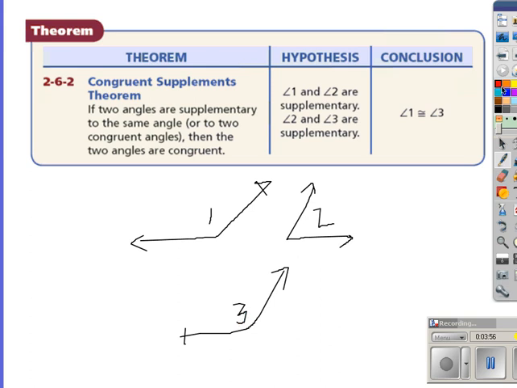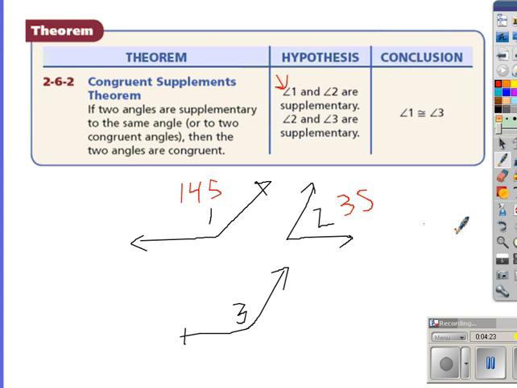All right, so to put some numbers to this, what the theorem says is that 1 and 3 are congruent. If we go about it the long way, the measure of angle 1 is 145 degrees. If 1 and 2 are supplementary, it says right here that angles 1 and 2 are supplementary, angle 2 would have to measure 35 degrees, because supplementary means they add up to 180.